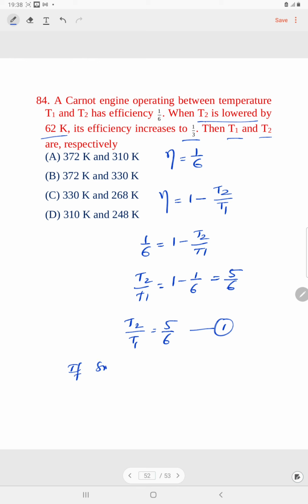Now, if the sink temperature is lowered, means decreased. By how much? 62 Kelvin. The efficiency becomes 1 by 3. Now, the new efficiency expression is 1 minus T2 dash by T1. But the new efficiency is 1 by 3. T2 dash is T2 minus 62 because you are lowering the sink temperature by 62. Now 1 by 3 equals 1 minus (T2 by T1) plus 62 by T1.